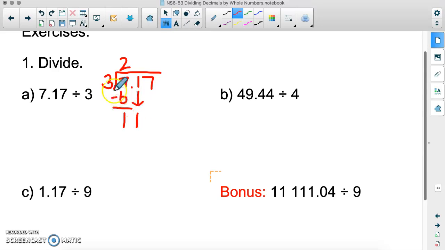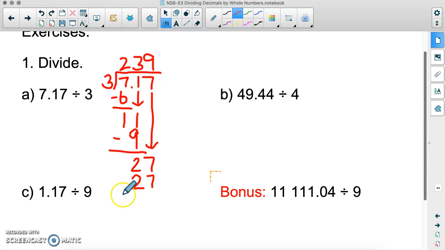So how many times can 3 go into 11? 3 can go into 11 3 times. 3 times 3 is 9. I can subtract. 11 minus 9 is 2. Now I'm going to bring down the 7. How many times can 3 go into 27? It can go in 9 times. 9 times 3 is 27. Now I can subtract, which is 0.